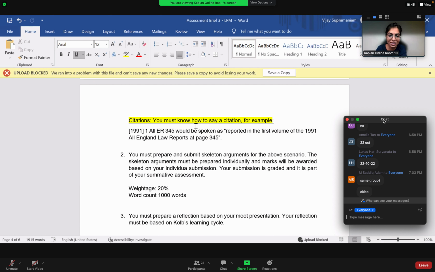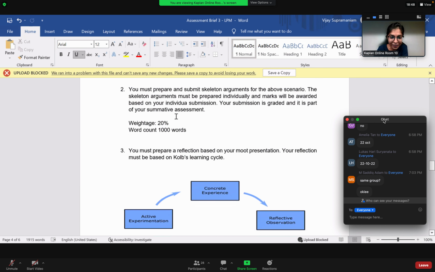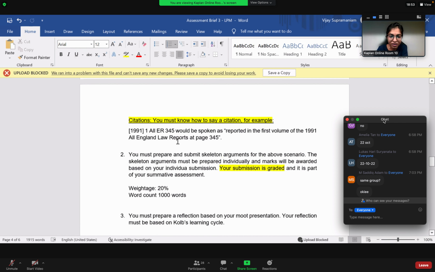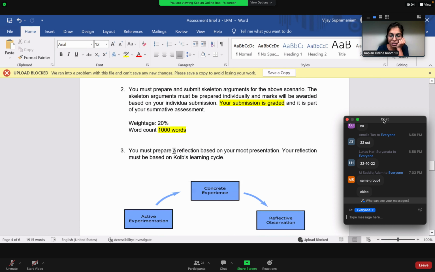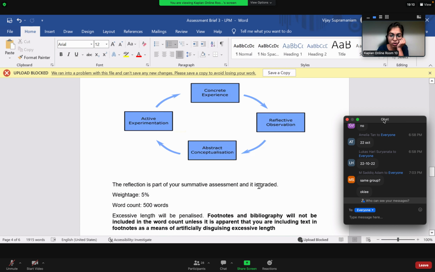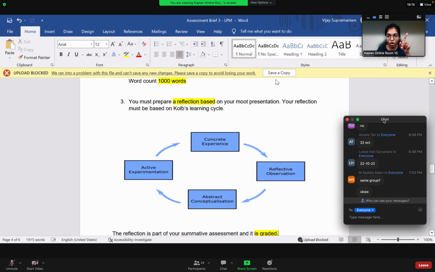So you see your assessment here. Firstly, you must prepare a submission. This submission is graded, and it is 1,000 words. That's the skeleton arguments. Then you must prepare a reflection. This reflection is 500 words. This is also graded. So for your mooting, you're graded based on the skeleton arguments that you prepare and upload on Canvas, and your reflection based on your presentation. Do you see here?